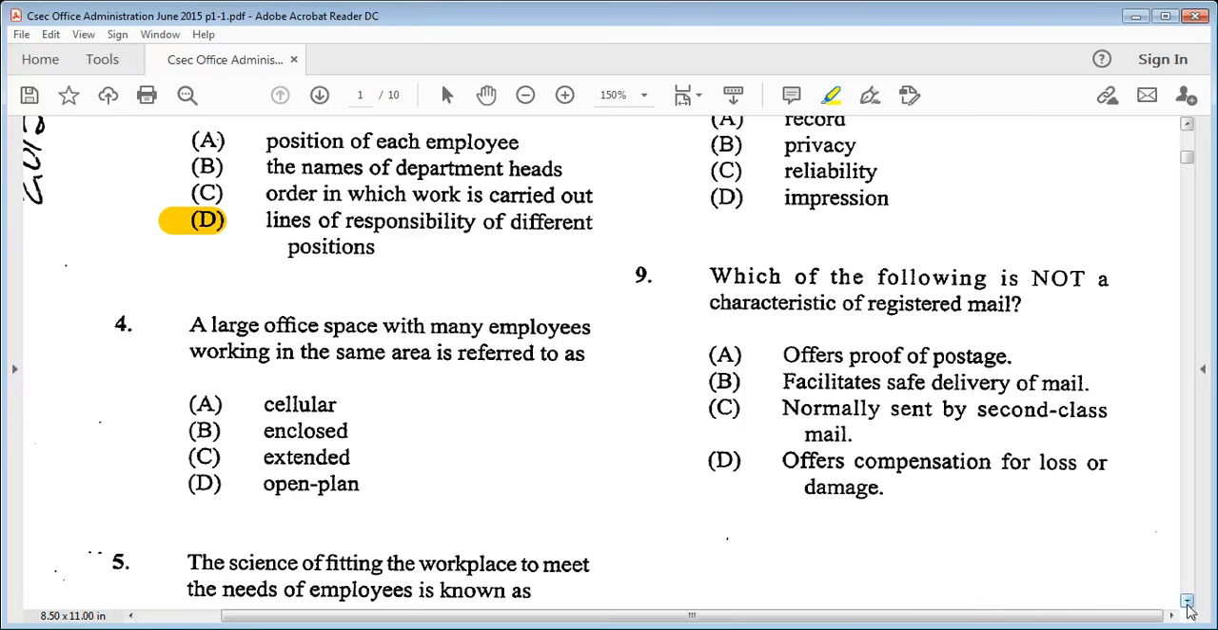Large office space with many employees working in the same area is referred to as A. Cellular, B. Enclosed, C. Extended, or D. Open plan. We know it is an open plan. So our answer is D. Let's go on to question number 5.